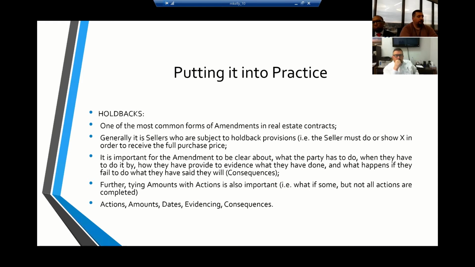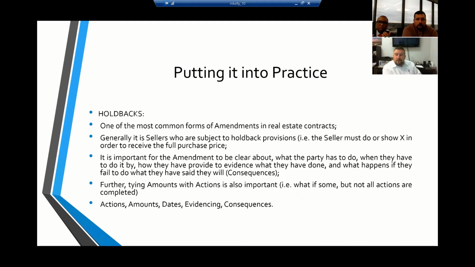So putting it into practice. Generally, like I said, we're talking about the who, what, where, when, why, and how. How do we draft something that reflects the intentions, as Marc was talking about, a holdback? One of the more common amendments is holdbacks. Generally, work needs to be done to a seller's property. If it's not done by a certain date, at likely the seller's expense, a holdback is created to ensure that the work is done, and so that the buyer's happy with the product that they're getting, i.e. the house. So when you're drafting these things, try to think about who's doing what, amounts, dates, how do you evidence the work being done, and what are the consequences if the work isn't done?